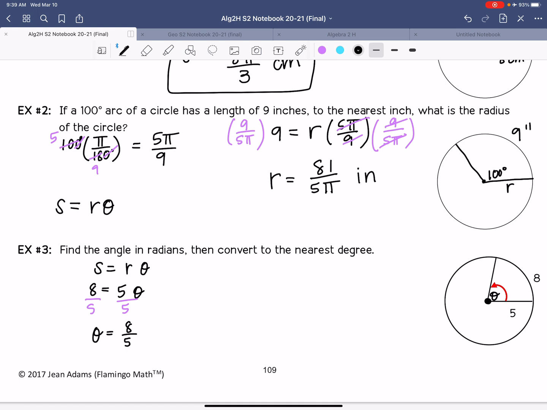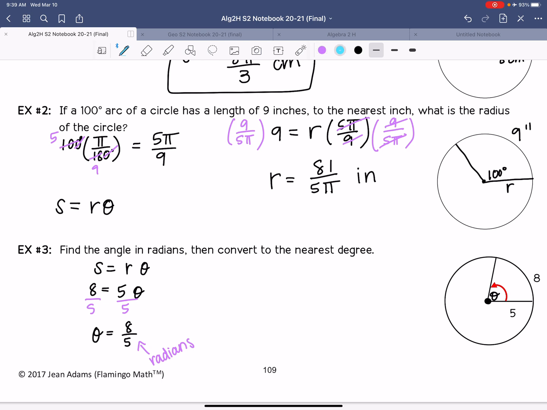This is still in radians, because this formula is in radians. Yes, normally we see radians have pi's, but they don't have to have a pi. Pi is just a number, and this is just a number. So this is still a radian. 8/5 is a radian. So now we want to convert this into degrees.